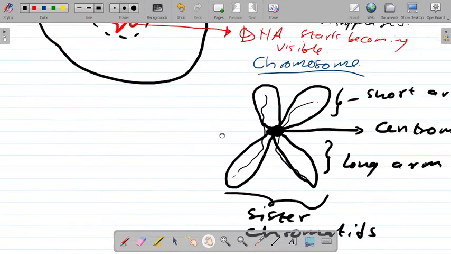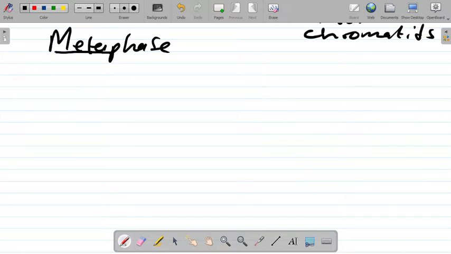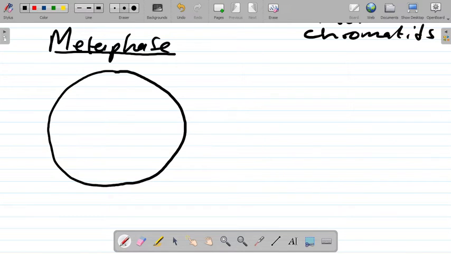It's called a chromosome. Now, let's move to the next phase of mitosis, which is metaphase. The easiest phase of them all. Easy to identify, even under a micrograph. You'll see it in micrographs. What happens during metaphase?